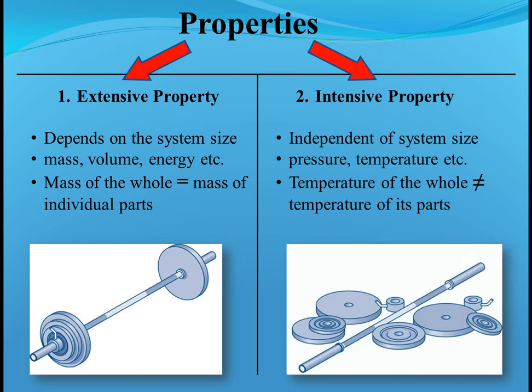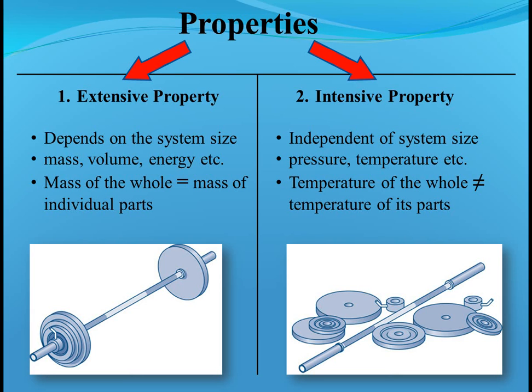Now, intensive properties are independent of the system size. So it doesn't matter how many different weights we have. It's not additive. We don't add them together depending on the number of weights or the amount of mass that we have of the system, right? So things like pressure and temperature are examples of intensive properties.